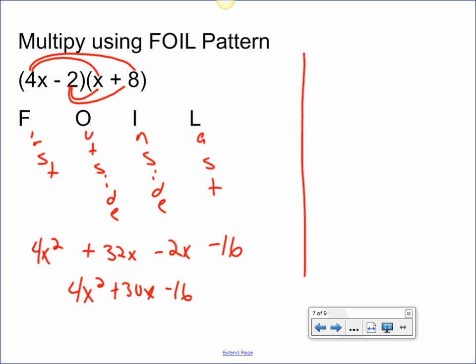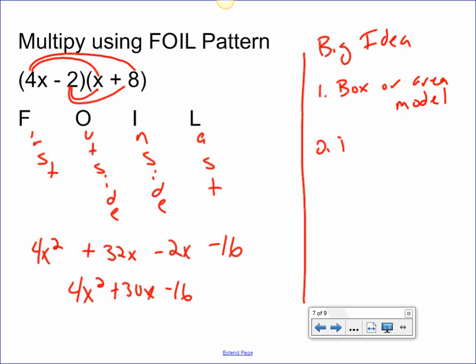Okay, so, ways to multiply, here's a big idea. Ways to multiply binomials: box or area model. Second way, distributive property. Third way, FOIL. Okay, so that would be something that you should make sure that you're aware of.